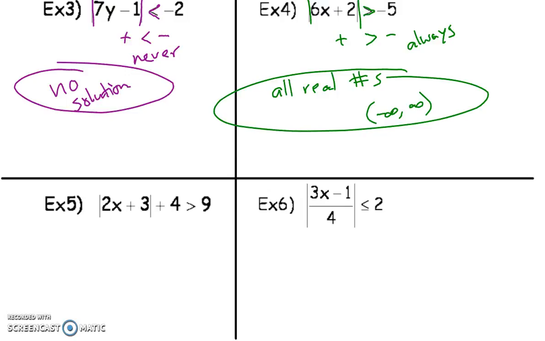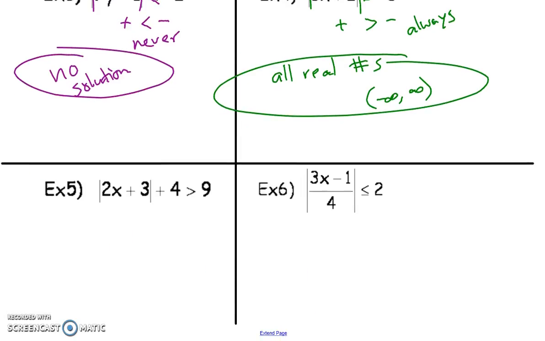All right, let's try this number 5. So we'll do one more example here, number 5. I'm going to start by isolating this absolute value. Absolute value of 2x plus 3 is greater than 5. So I want to know when 2x plus 3 has a distance from 0 that's more than 5.